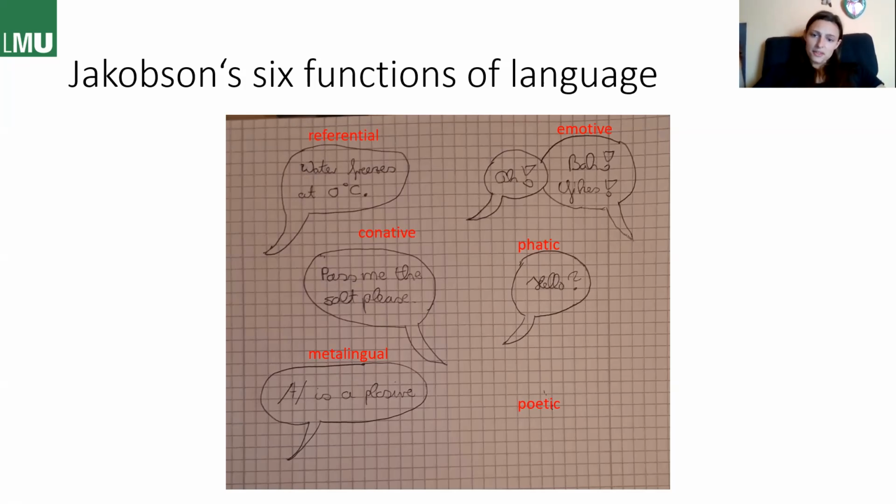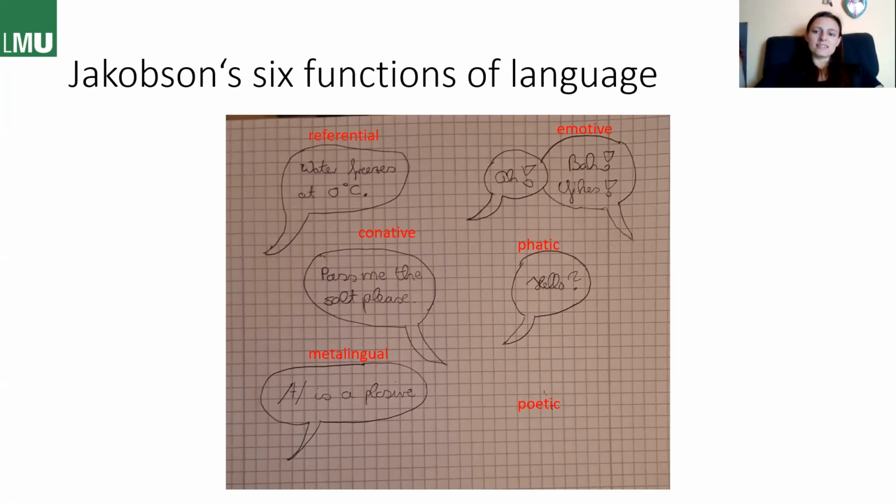Then we have the phatic function, which is there to establish, continue, or end contact with a person. So in this case, we have hello, which you would, for example, use when you're on the phone and you feel like the connection is lost and you're like, hello, hello, are you still there? So you want to continue the conversation. And then we have the metalingual function, which includes definitions. Like in this case, the phoneme T is a plosive, which is just a linguistic definition.